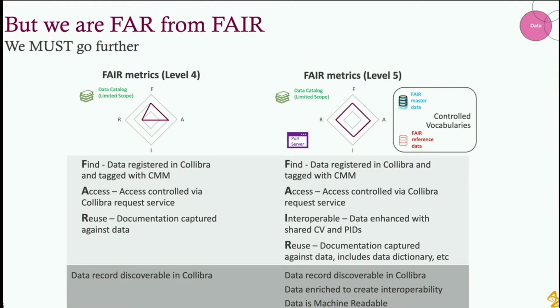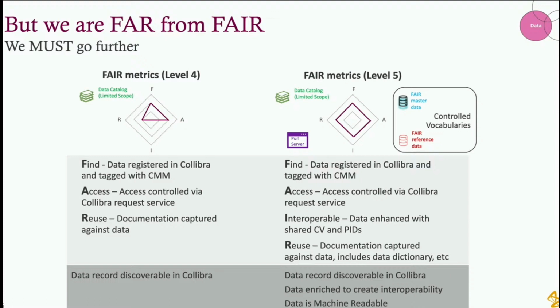But this hasn't done anything for the interoperability. If I want to combine those data sets, I've still got a lot of work to do. So I couldn't resist this to say that we were far from FAIR, and we had to go further.